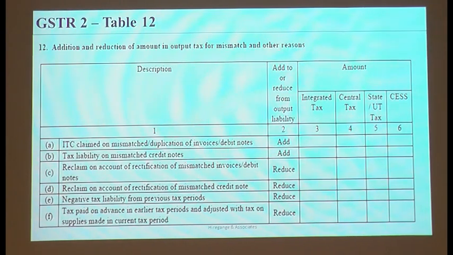And table 12 is with your mismatch. I will just explain the mismatch subsequently, then we will come back to table 12 on when it will be added and when it will be reduced from my output tax liability register.